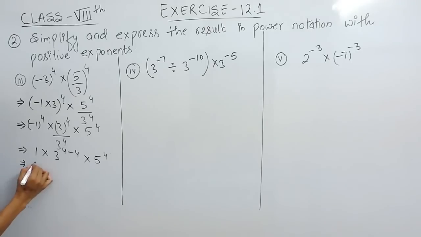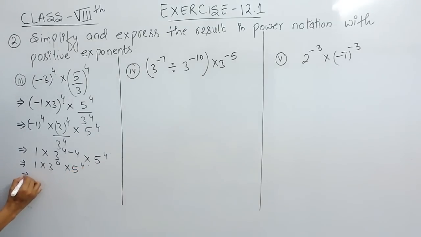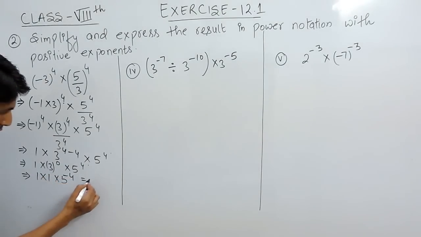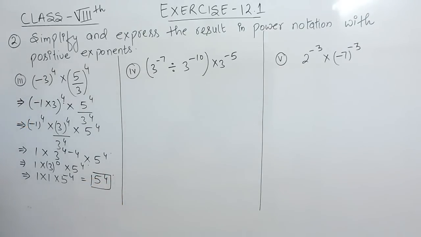So this is 1 multiplied by 3 raised to power 0 multiplied by 5 raised to power 4, and 3 raised to power 4. This is again very important: whenever there is a number and its power is 0, this whole term gets converted into 1, and this is 5 raised to power 4, so this whole term gets changed into 5 raised to power 4. So this should be the answer for the first question.